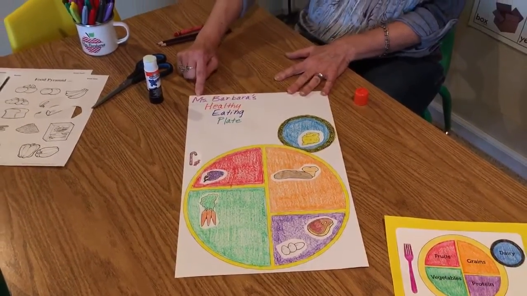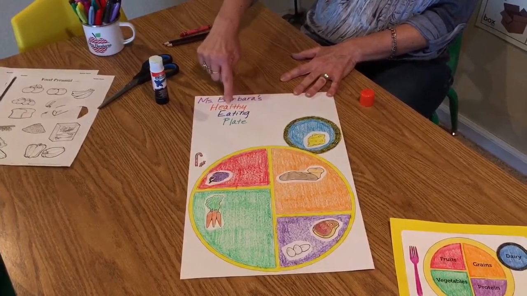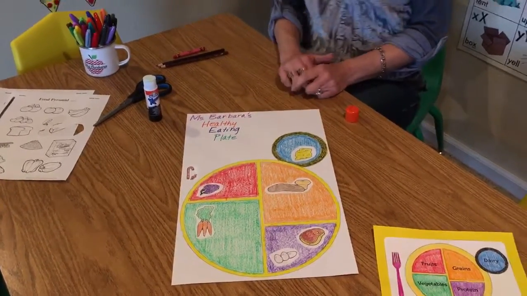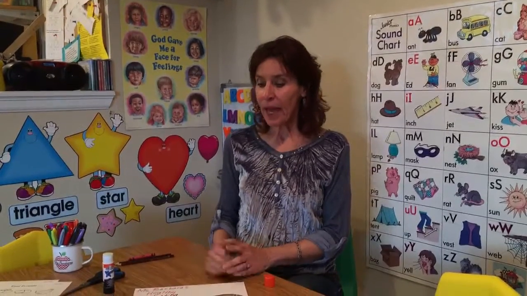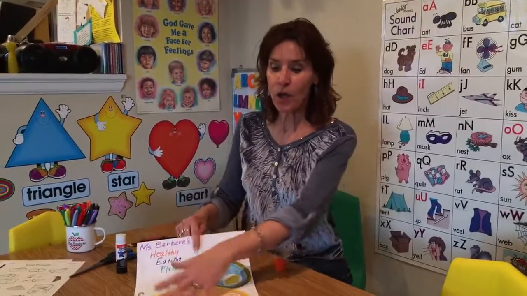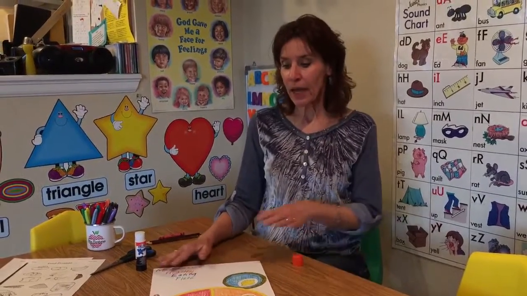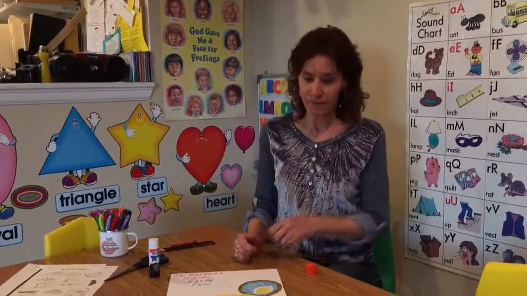And I wrote in colorful letters, Miss Barbara's Healthy Eating Plate. And I want you to write your name and write healthy eating plate. Maybe get some colorful markers, or you can write it with your pencil if you want. And when you're all done and all your foods are on there, maybe you can hang it up in the kitchen or in your bedroom and show the family that you understand all of what goes into eating healthy.